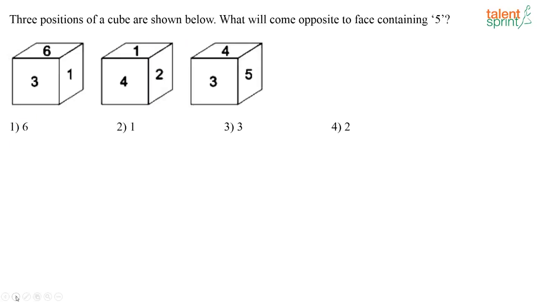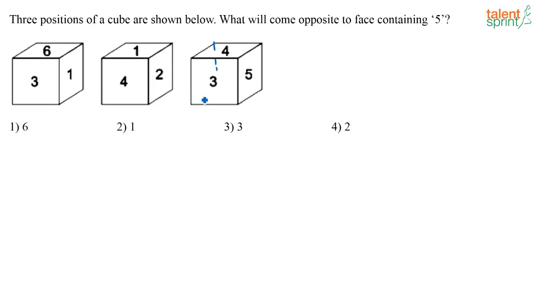Clear? Next one. 3 positions of a cube are shown below. What will come opposite to the face containing 5? So what will come opposite to 5? See, you know 5 is here. Now 4, 3 is there. Then adjacent to 3, which are the faces that you have? You have 6 and 1. So if you look at 3, okay, the adjacent faces of 3 are 4, 5, 6 and 1. Similarly, if you look at 4, okay, the adjacent faces, 1 is an adjacent face of 4 and 3.